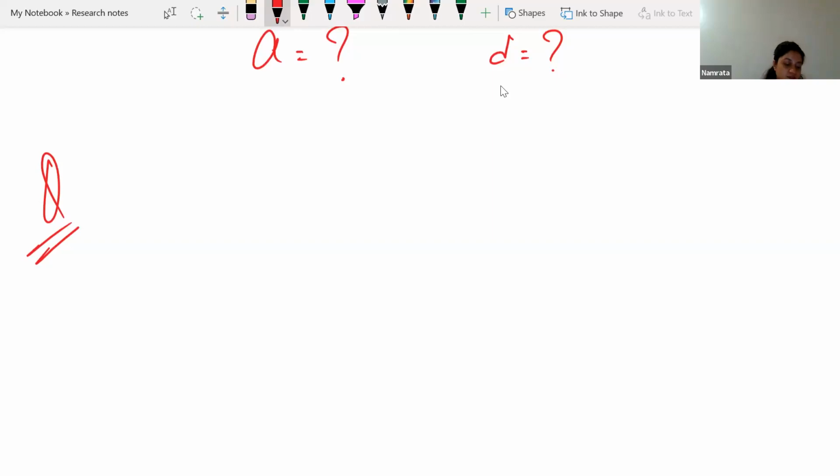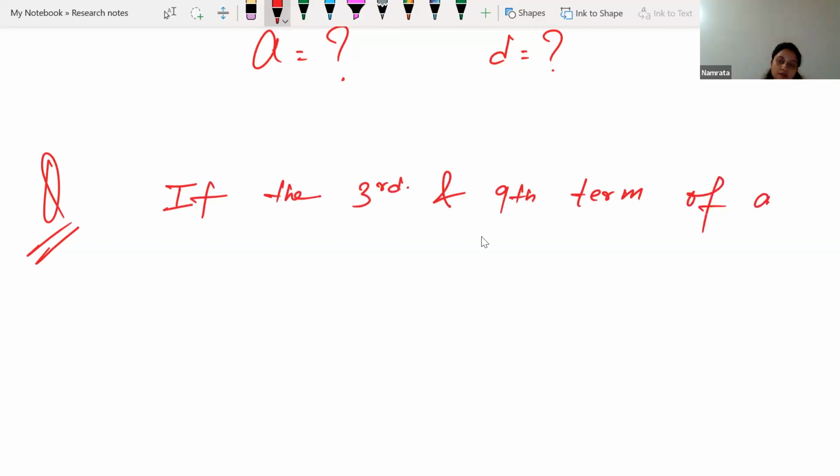Now the next one is, if the third and the ninth term of an AP are 4 and negative 8 respectively, which term of this AP is 0? Which term of this AP is 0? Okay.